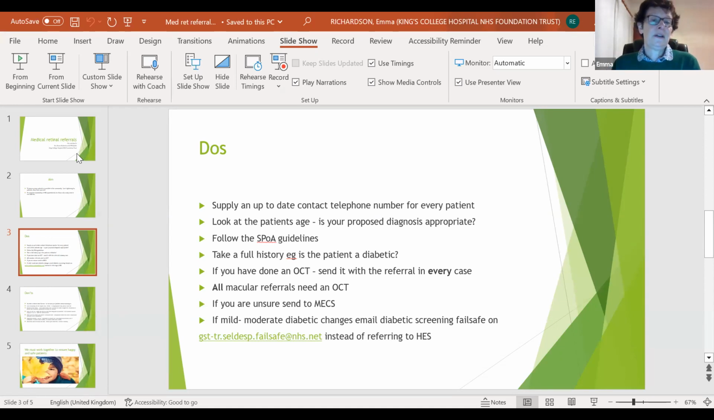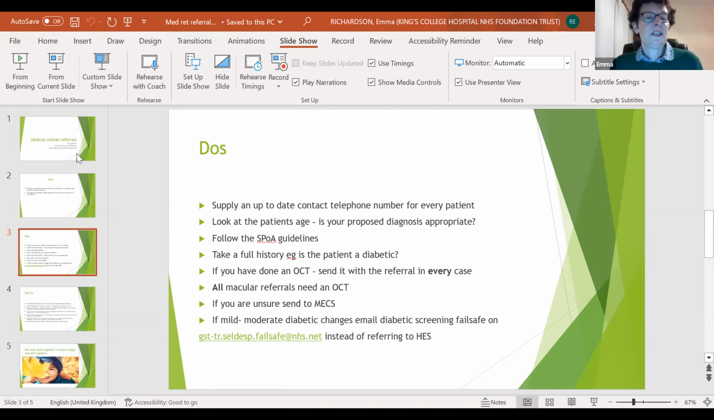Please take a full history. Please tell us if the patient's diabetic, because it's very frustrating if we get a referral saying please see this patient with macular edema, and we don't know if the patient is a diabetic, because if they've got diabetic maculopathy, their treatment may be very different to if they've got wet AMD. They may look different, but you may just have retinal cysts, and anything you can tell us is very helpful.